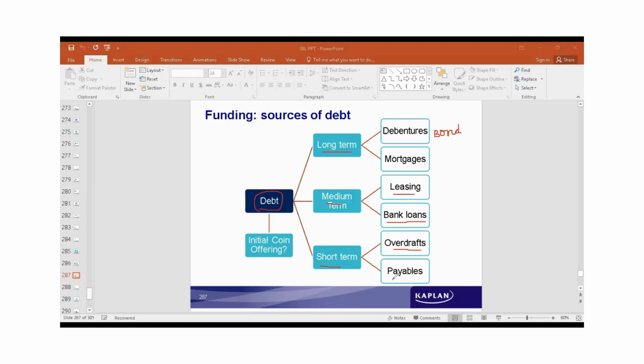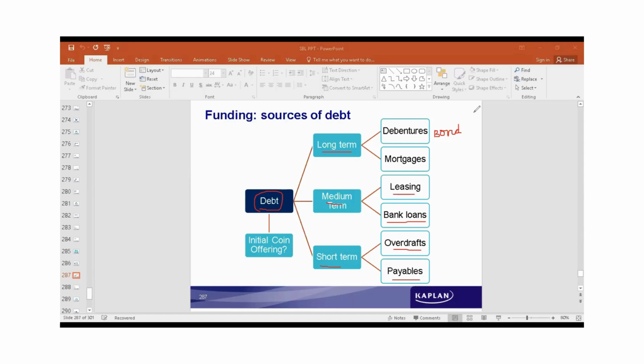The other facility is payables. Payables is availing the credit facility that is extended by the suppliers, when the suppliers allow them to purchase material on credit basis. So a major source of short-term credit is trade payables.